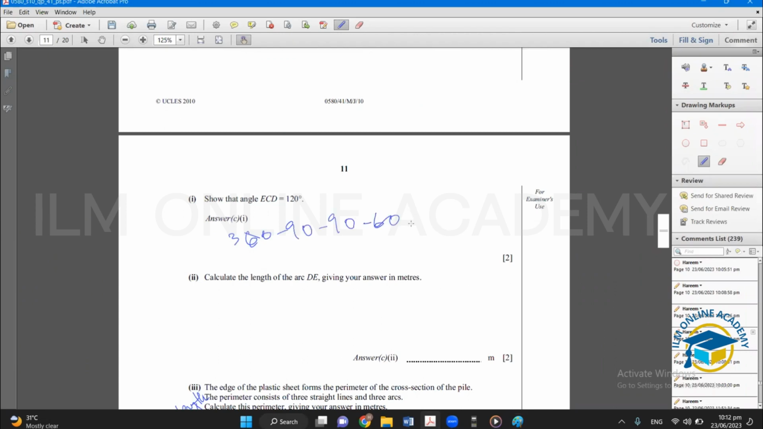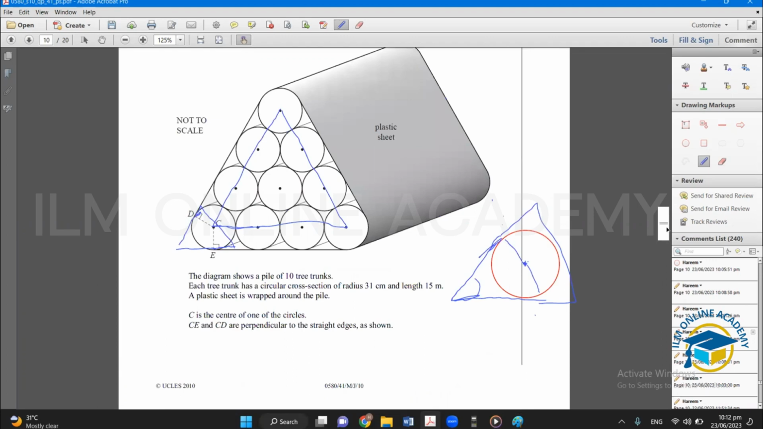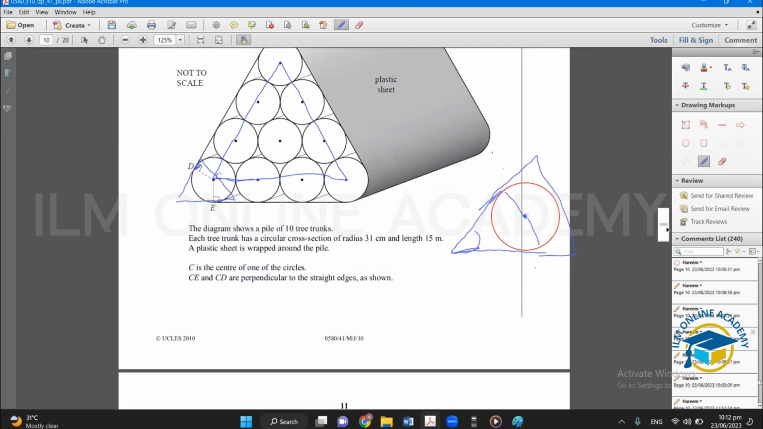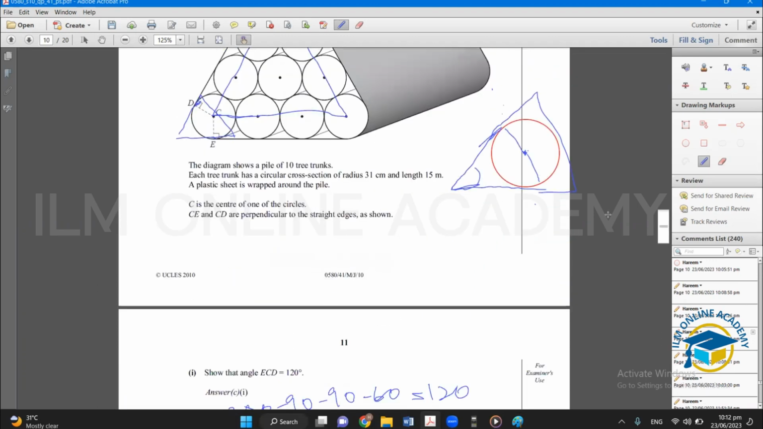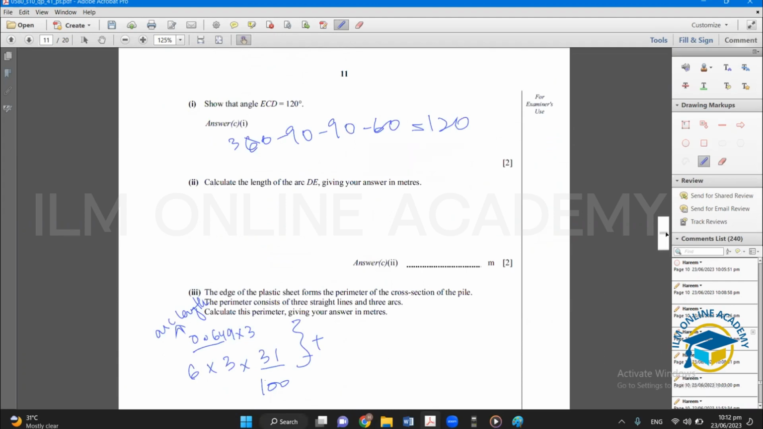Okay, so the answer is 120 degrees. Now the part 2, calculate the length of the arc DE, give your answer in meters. You have to calculate the length of the arc DE. So you already know that the formula for finding the arc length is, this is the arc they're talking about, this thing. Okay, so the formula is 2 pi r theta.